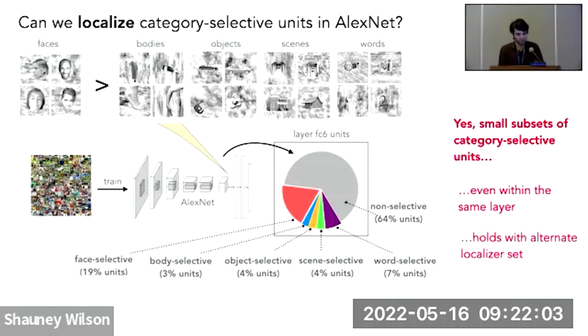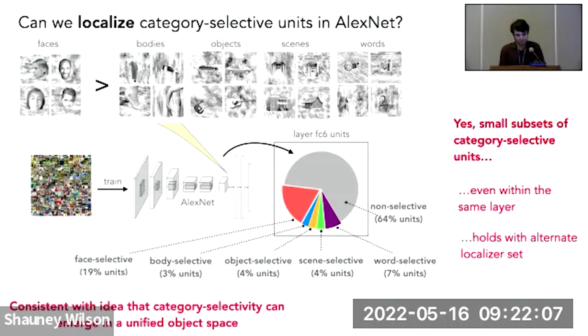This held with an alternate localizer set. And the fact that we can identify these units in the first place is consistent with the idea that category selectivity can emerge in a unified representational space for objects. So how can we go about linking these selective parts of models and brains?